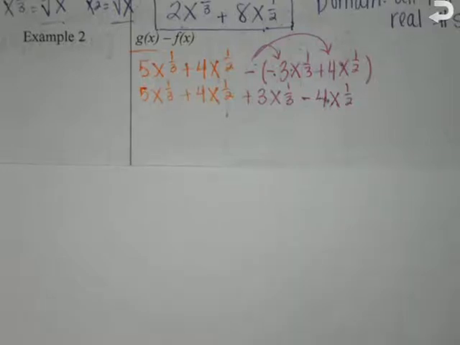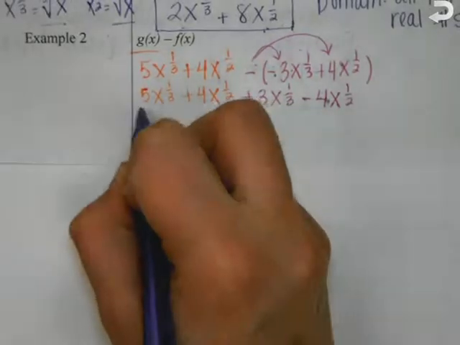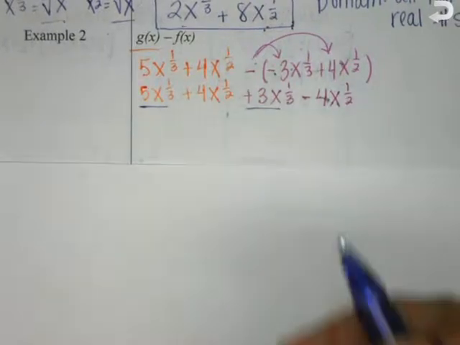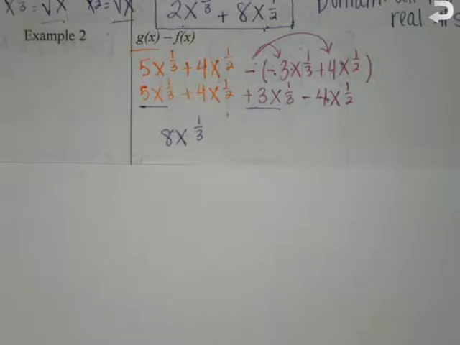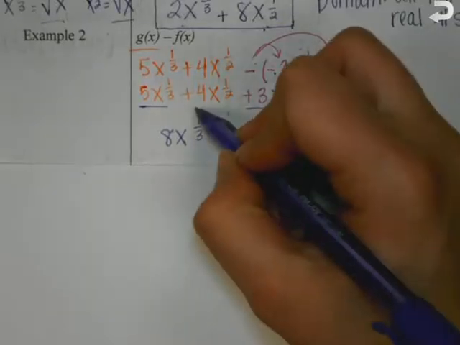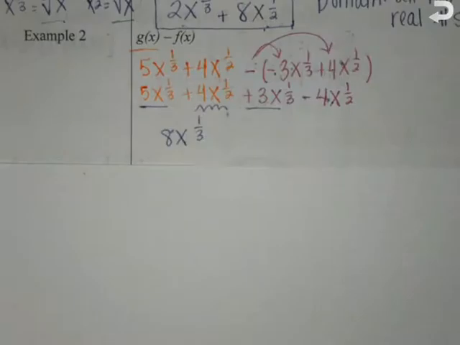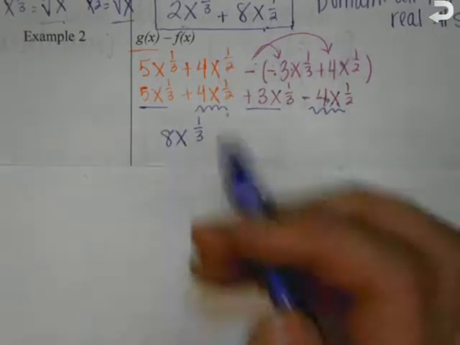When I combine like terms, I have 5x to the 1/3 plus 3x to the 1/3. So that's going to give me 8x to the 1/3. And 4x to the 1/2 minus 4x to the 1/2. What happens with those? They cancel. So my answer is just going to be 8x to the 1/3.